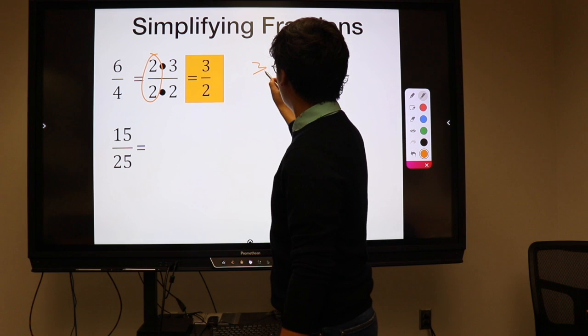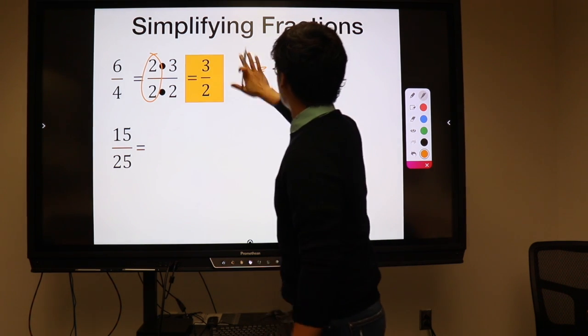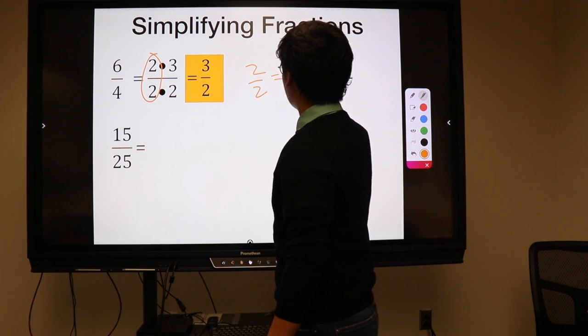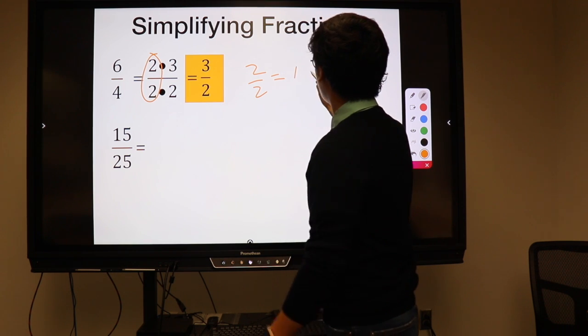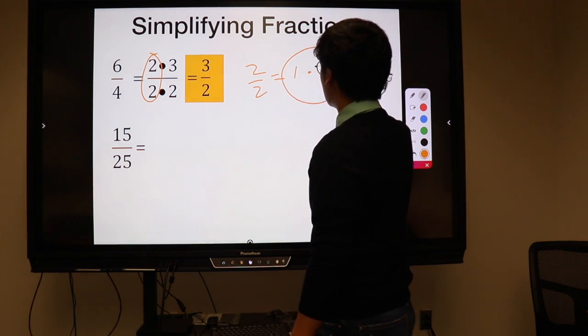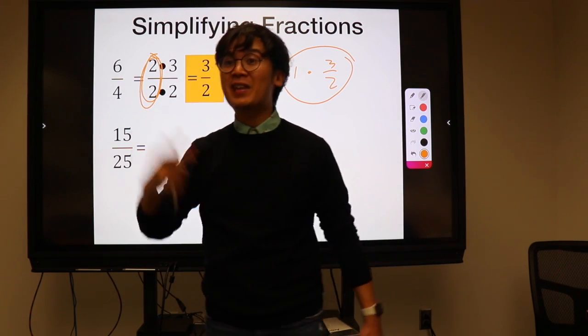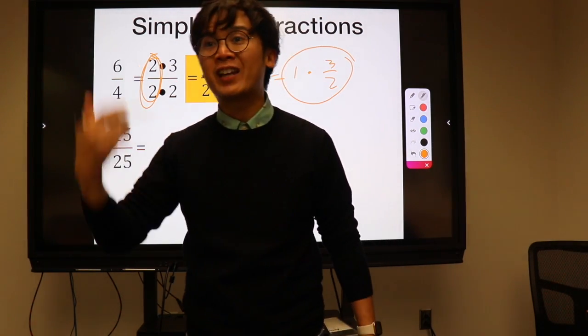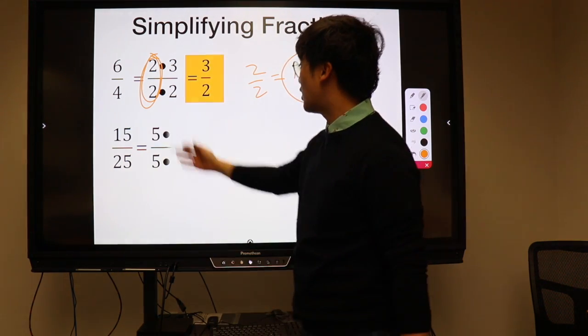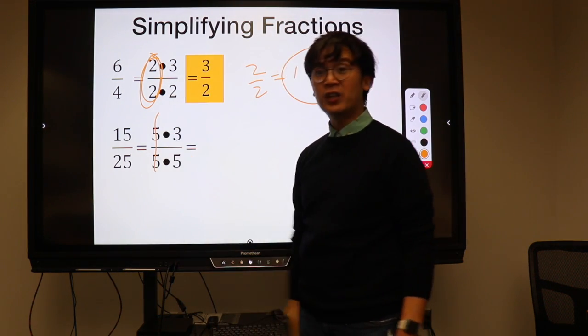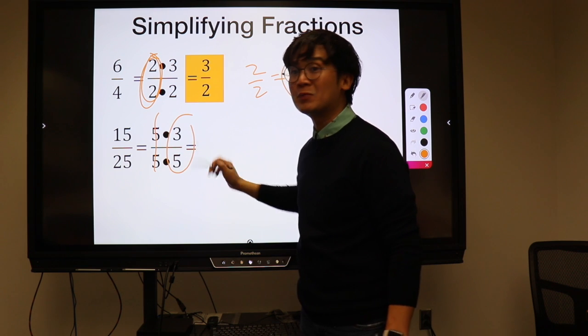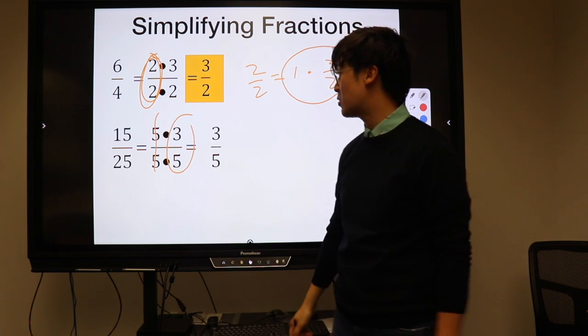Because 2 over 2 is what? What is 2 over 2? 1. It's 1. So this is just basically 1 times 3 over 2, which is the same, 3 halves. So you're just picking a number that will change your number so that you can apply it to mathematics. So 15 and 25, this turns into 1, so you're left with 1 times 3 over 5, so that's why it's just 3 over 5.